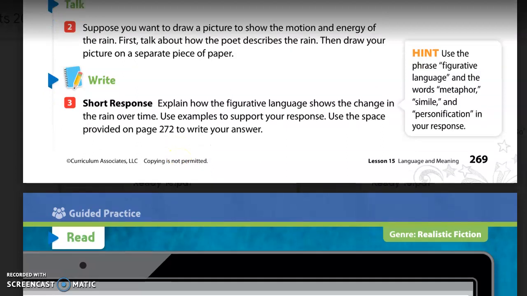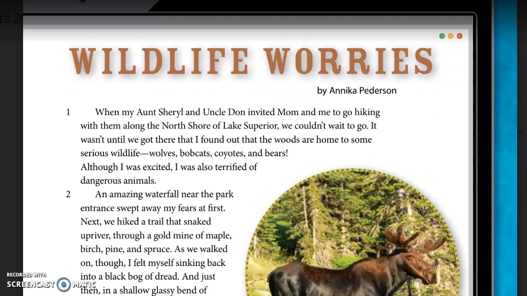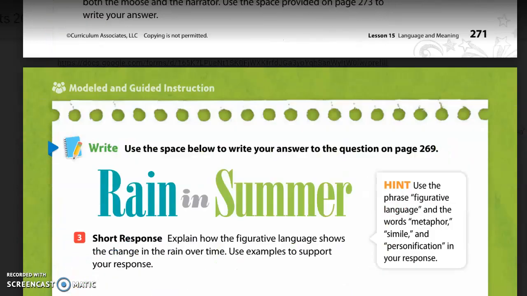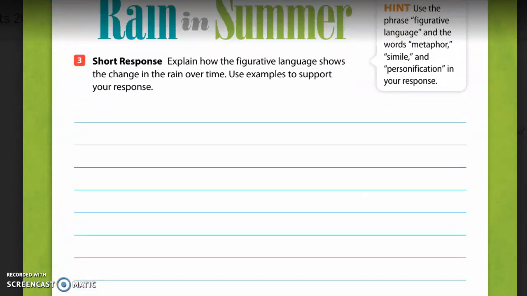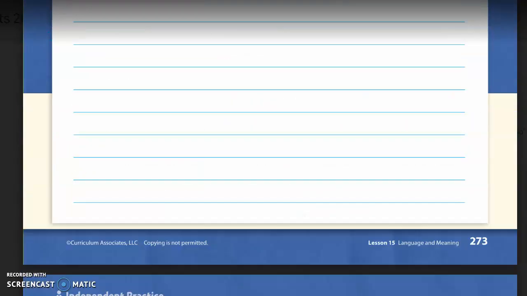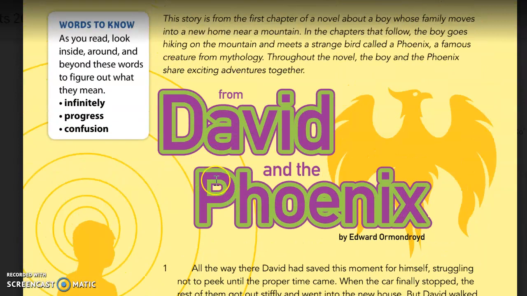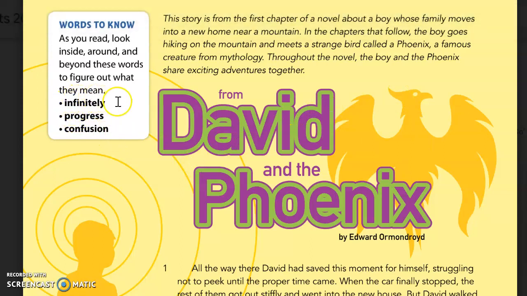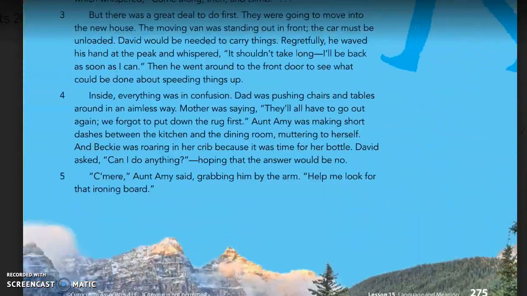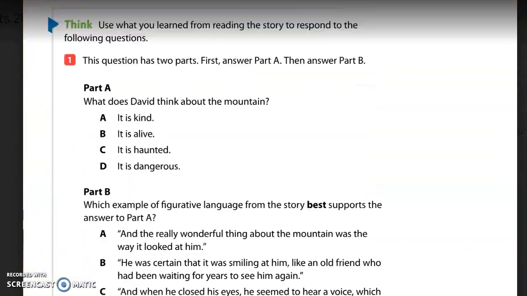So your lesson that you're going to do on your own is that you can either choose to do Wildlife Worries, and that's an on grade level passage. You would answer those questions, including the short response, and compare it here. No, you wouldn't do this page, sorry. Then you would go down, you would do Wildlife Worries, or you can do From David and the Phoenix, and this is above grade level. So you have some bigger vocabulary words like infinitely, progress, and confusion, and it's a bit longer, so it's a more challenging passage should you choose to take that challenge.